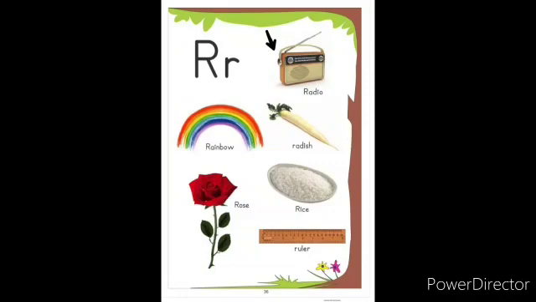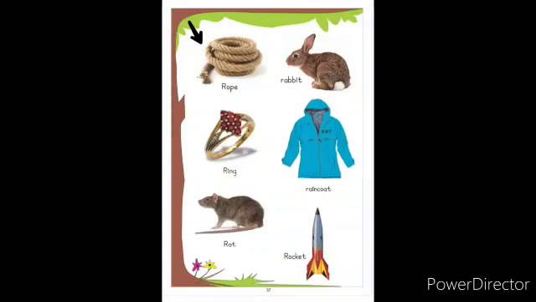R for radio. R for rainbow. R for radish. R for rose. R for rice. R for ruler. R for rope. R for rabbit.